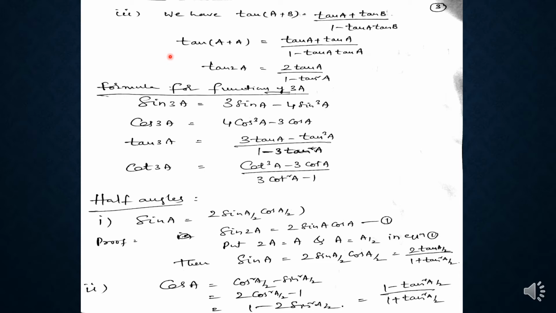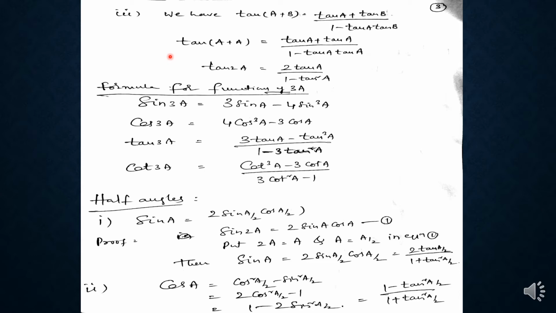And what is sin square A in terms of cos 2A? Sin square A in terms of cos 2A is 1 minus cos 2A divided by 2. What is cos square A in terms of cos 2A? That is cos square A is equal to 1 plus cos 2A by 2. And what is tan 2A? Tan 2A is equal to 2 tan A divided by 1 minus tan square A. So these are the trigonometric ratios of functions of 2A.